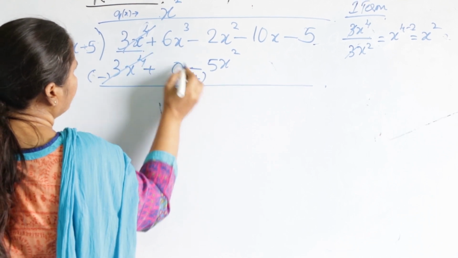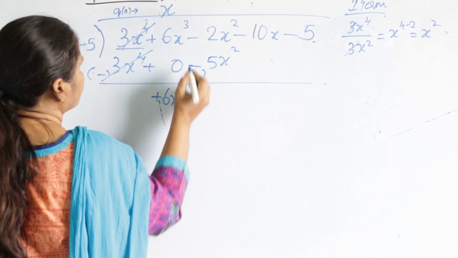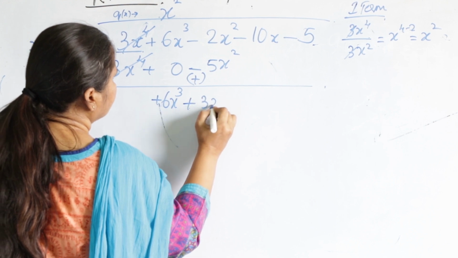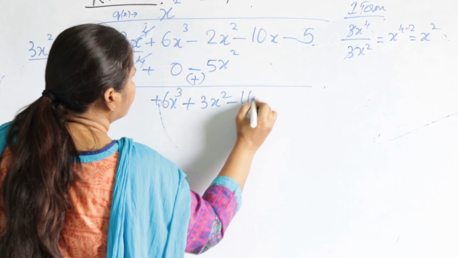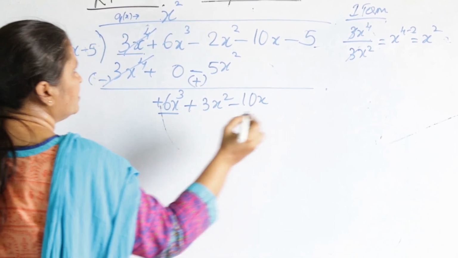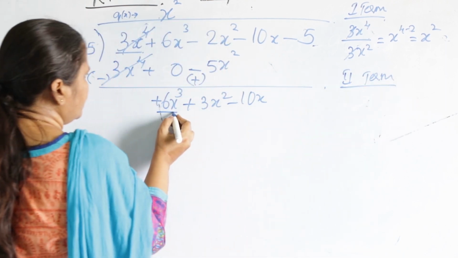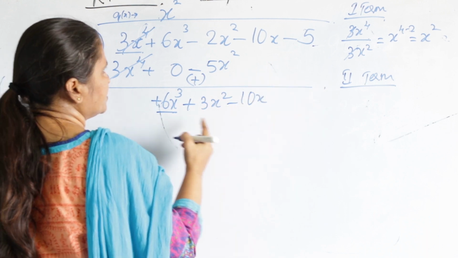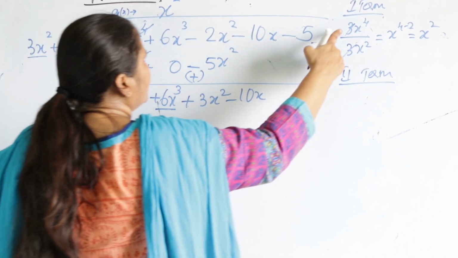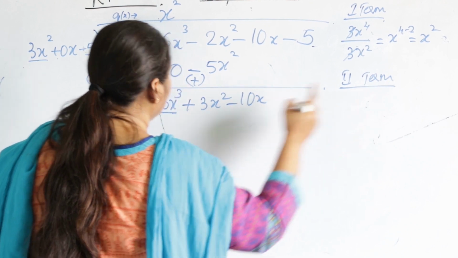Cancel this, and ignore this part since it is 0. So take this as plus 6x cube. This is minus 2 plus 5, which is plus 3x square. Bring this minus 10x down. Now take this. This is your numerator for the second term. Every time, the first number of the first line will be the numerator of this term. So just write exactly here, then you will remember.